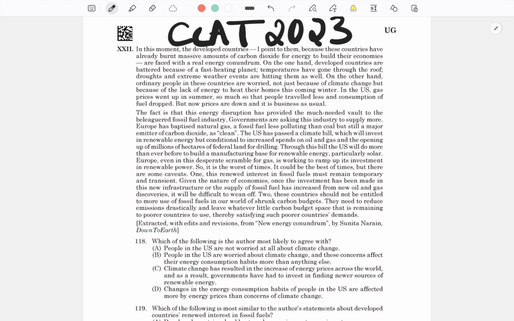You need to read the passage for sure. Reading the passage is first and foremost important. So we'll read the passage first. The developed countries, I point to them because these countries have already burned a massive amount of. Just first of all, pause and read the passage.